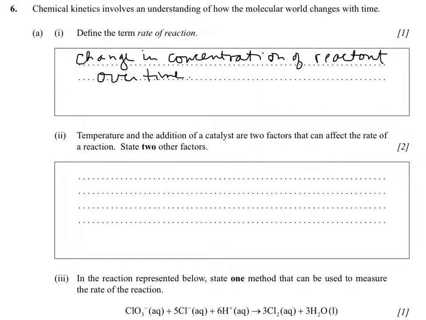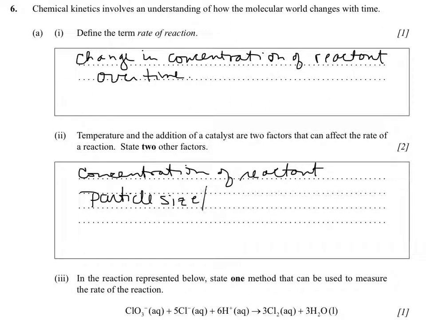Okay, so besides temperature and the addition of catalyst, two factors that can affect the rate of a reaction, state two others. These would be concentration of reactant and particle size / surface area. They also mention pressure, which I guess they're assuming it's a gas. And they also mention light. These two kind of confuse me, but okay.